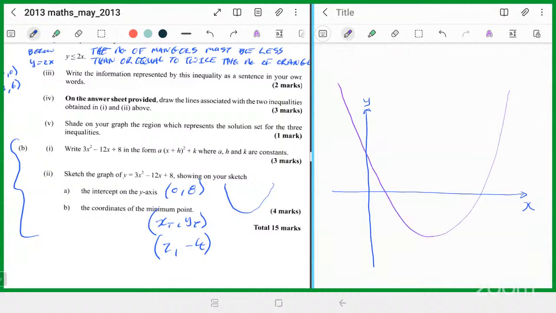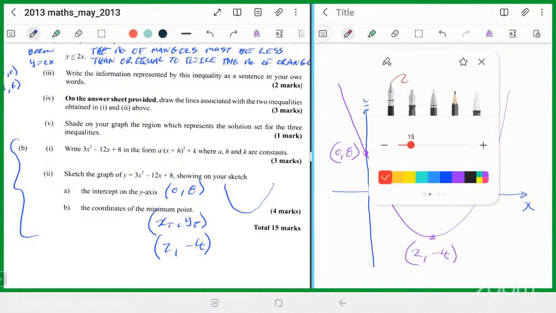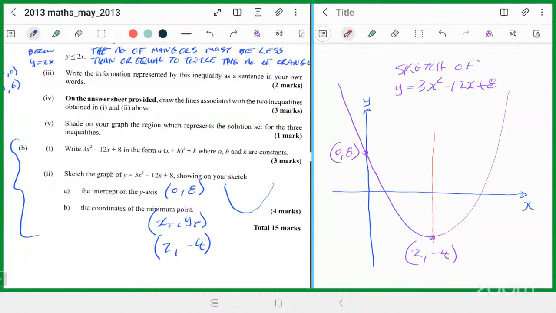We let that be to scale. I'm going to put my 0, 8 intercept, and the minimum point I'm going to put here, 2, negative 4. That's all I want. It is a sketch of y equals 3x squared minus 12x plus 8. For a maximum point, we would want the axis of symmetry as a vertical line here.